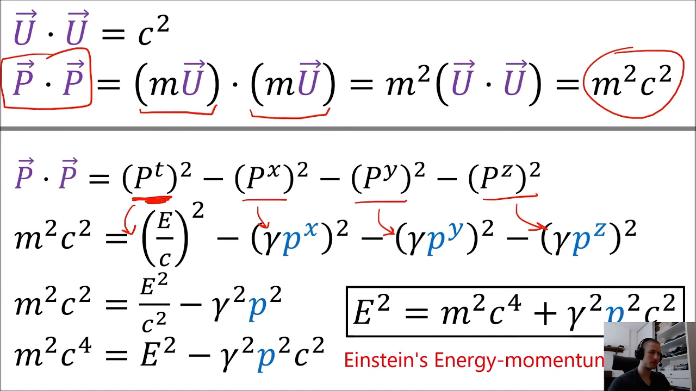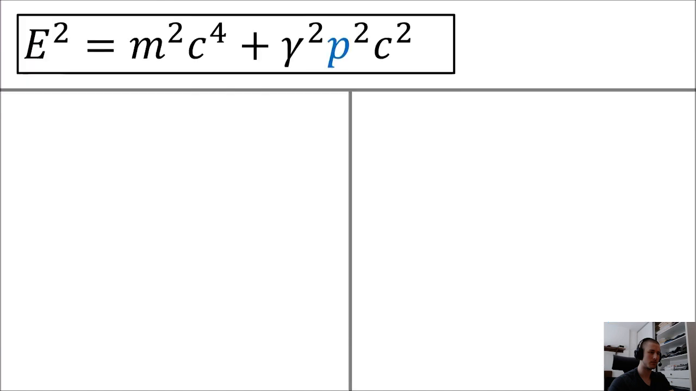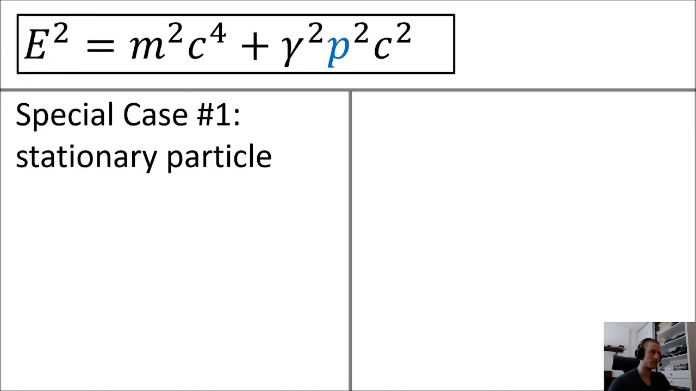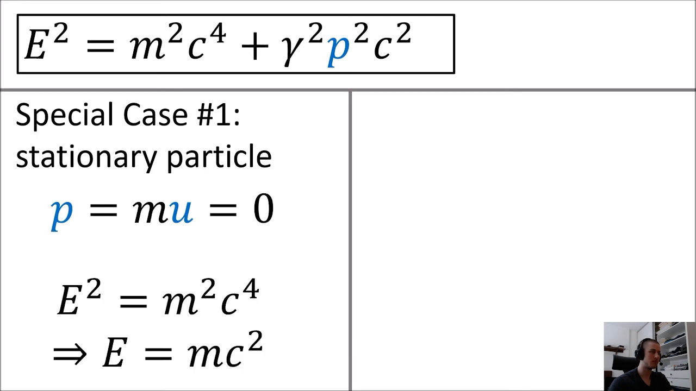It relates the quantities of mass, energy, and momentum together in a single equation. Now, one special case of this formula is for stationary particles, when the non-relativistic momentum, mass times velocity, is 0. In this case, the formula reduces to the famous equation E equals mc squared. Remember, this only applies for stationary particles.